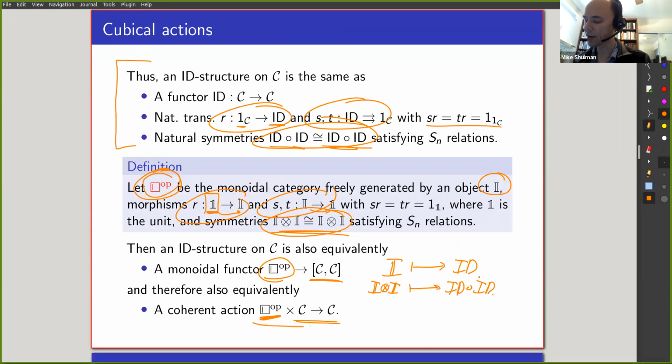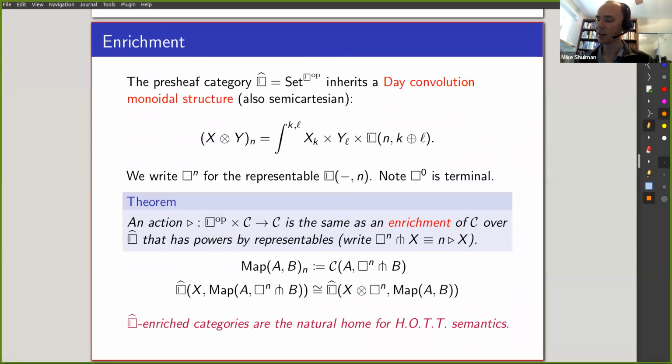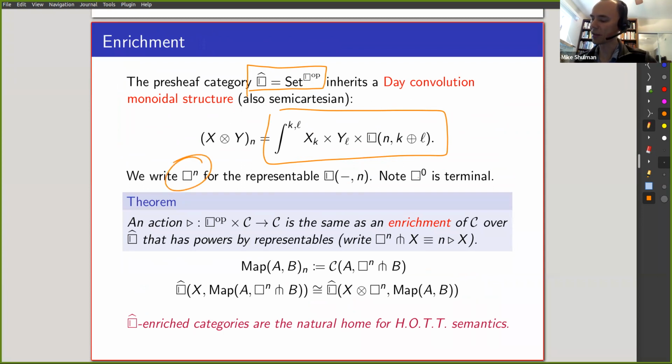The structure that we need is an action of this cube category here, but it's natural to formulate that also in terms of enrichment, because this thing here is a monoidal category, so its presheaf category gets what's called a deconvolution monoidal structure. If you don't know what this notation for coends over here means, then don't worry about it. We're not going to use that very much. This is the definition of this monoidal structure. For those people who know what it is, this is what it is. And then we have these representable objects, which I'm going to consider to be the n-dimensional cubes, which live in this presheaf category, cube hat.